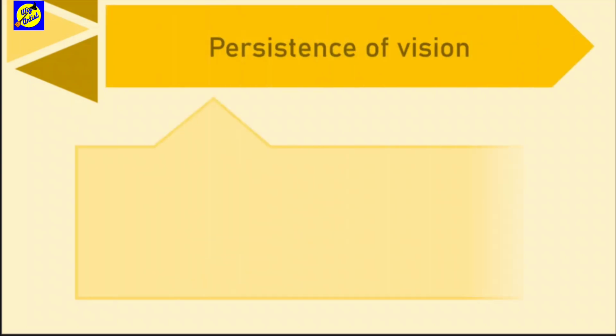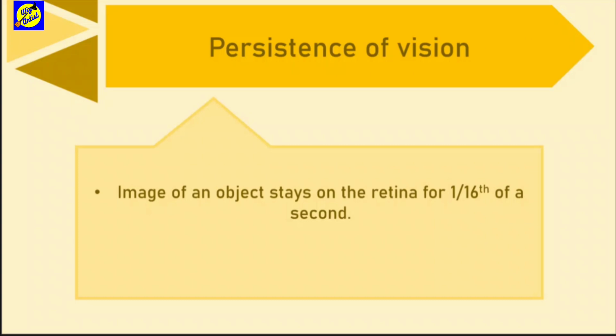Persistence of vision is that the image of an object formed on our retina will stay on the retina for a very short amount of time, which is precisely around 1 upon 16th of a second. Right. So if an image is formed on the retina, that image will stay over there for 1 upon 16th of a second. That is, take 1 second and divide that by 16. That's short. It's a pretty small amount of time.